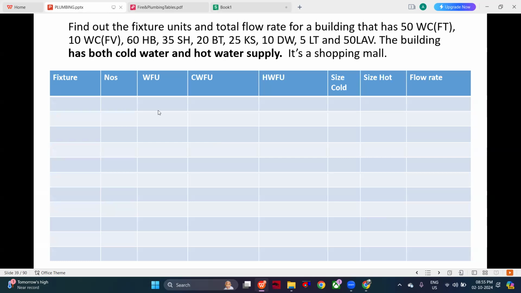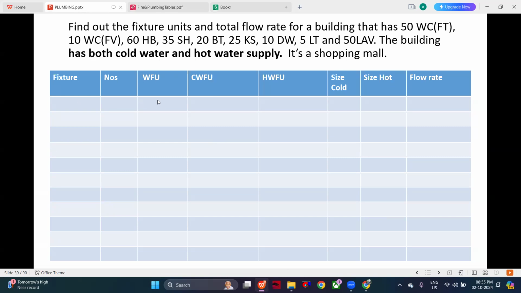First of all, you have to write down the water fixtures, then the numbers given over here. Then find out the water fixture unit, then multiply it with the number. Here they don't need that actually. Water fixture unit, then don't multiply the number.